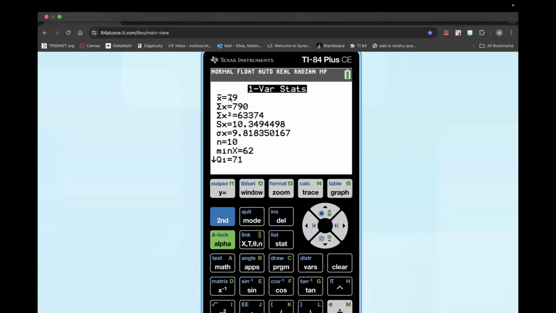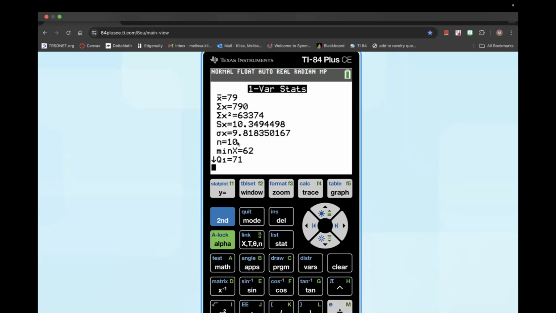Okay. Thank you, Natalie. Once again, our x bar is 79. This second one right here is the sum of everything squared, I have no idea why it's there. Sigma x right here, this is what we're looking at. The 9.8, that is our standard deviation. So the average distance every value is from the mean is approximately 9.8. And this right here tells us that we have 10 data values. I'm going to stop there because the rest of it we're going to learn later. Any questions on this screen so far?